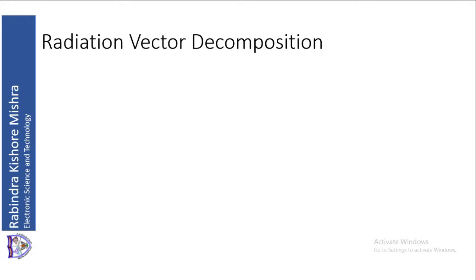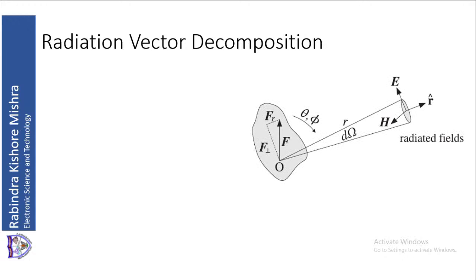Now let us decompose the radiation vector. And this radiation field is like this. We have a source. For this source, we have the field F. F is decomposed into two components, a radial component and a perpendicular, or transverse, component. Then at the far field, we are observing the electromagnetic field. It has an electric component and a magnetic component which are perpendicular to each other like a plane wave, and the power is propagating in the direction r. So we have r cap in the radiated field.